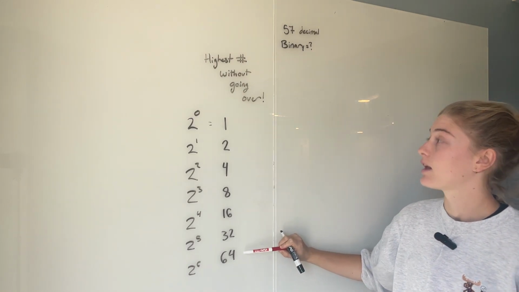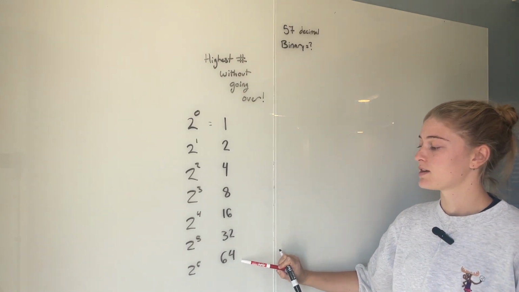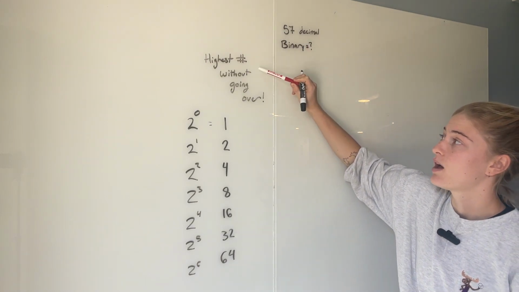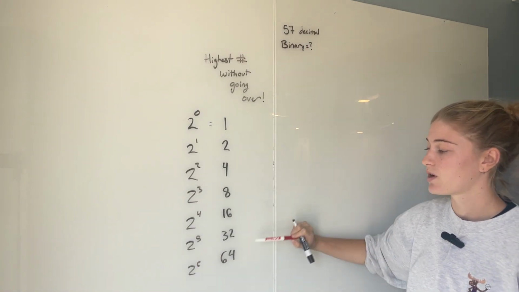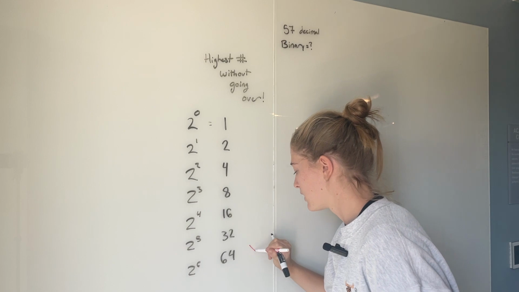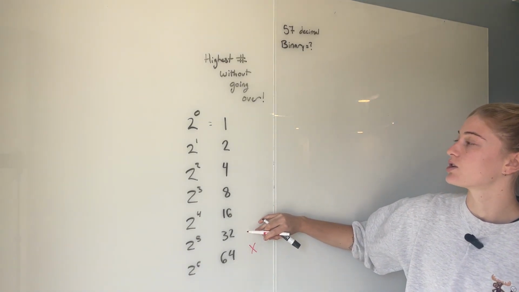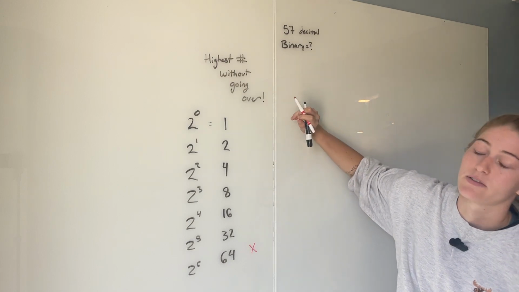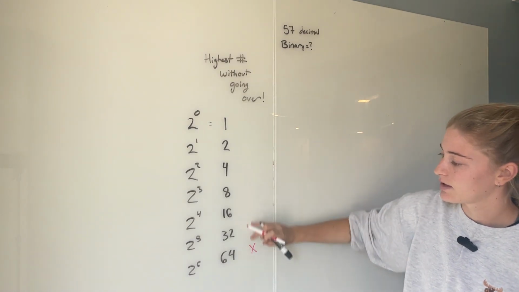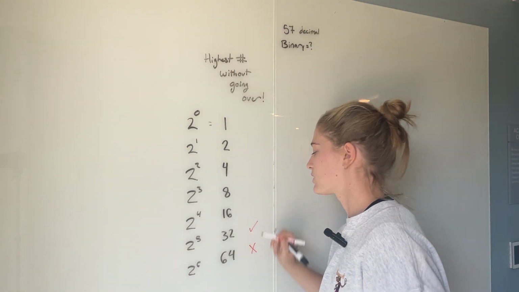So if we start at our highest number here, that's 64. 64 is bigger than 57, which means that it's going over. So we're not going to use 2 to the 6th. So our range is smaller. Now we're going to look at 32. Is 32 less than 57? Yes, and that's currently our highest number. So that means we're going to use 32.